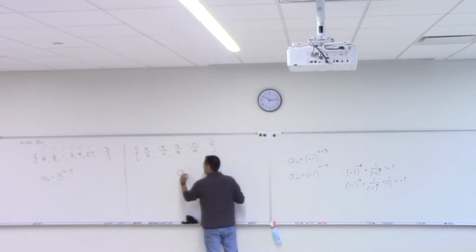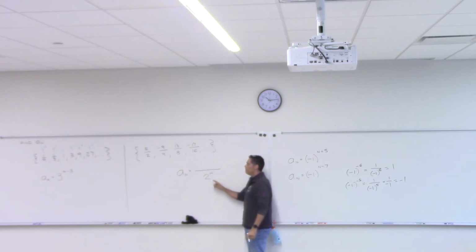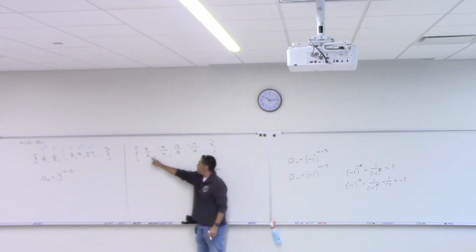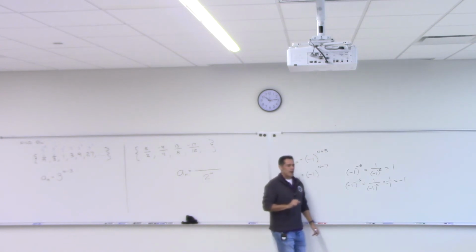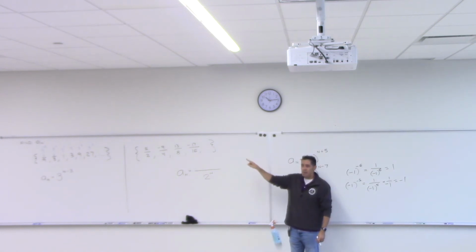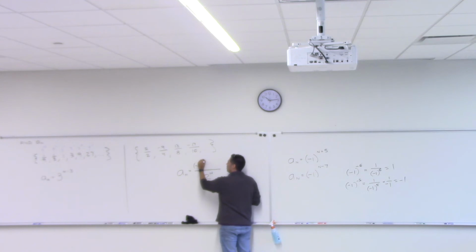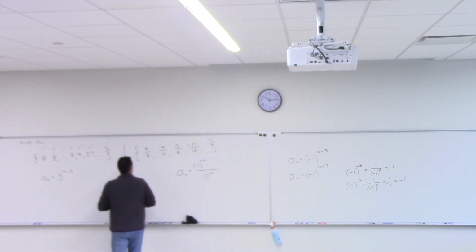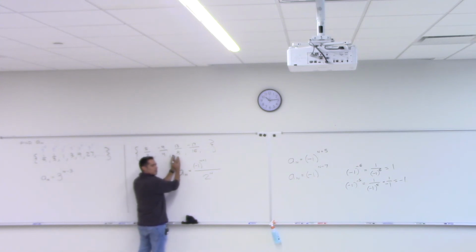A sub n equals, okay, so 2 to the n on the bottom should take care of 2 to the first power, 2 to the second, 2 to the third, 2 to the fourth, right? How do we make it alternate starting with a positive number? We would need up top here negative 1 to what power? N plus any odd number, right? N plus 1? That should make the first term positive, second one negative, third one positive, fourth one negative.